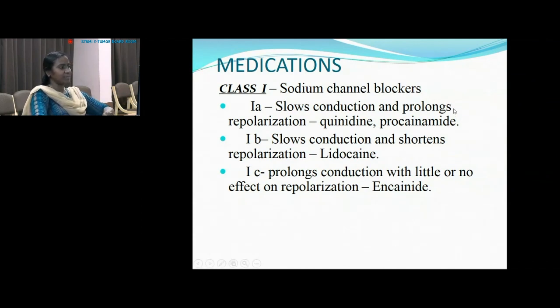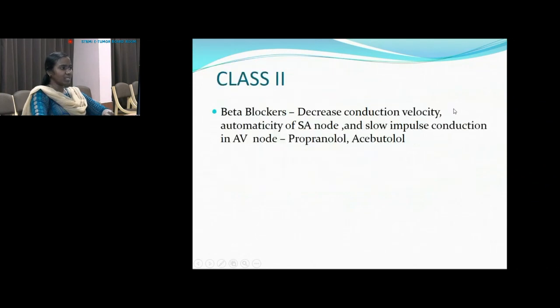The second class is beta blockers. They decrease the conduction velocity. As I said earlier, the cardiac cells have 4 main properties: automaticity, excitability, conductivity and contractility. With these beta blockers, the conducting capacity will be reduced and automaticity will also decrease, and they slow impulse conduction in the AV node. Propranolol and acebutolol are examples of beta blockers that can be given.